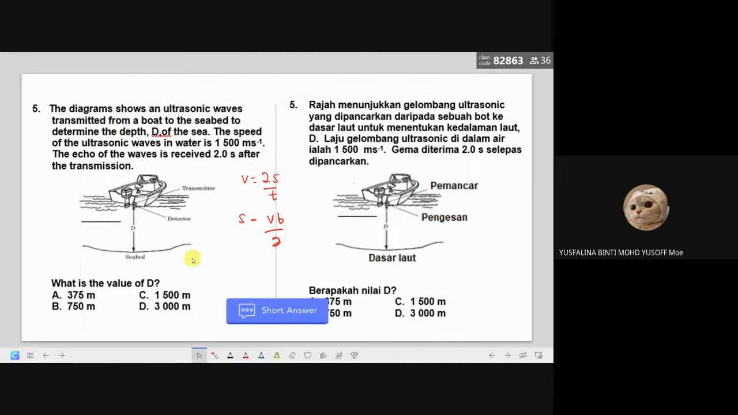All right, so here it says, what is the value of D. If I use the first formula, V is the speed, so the speed is 1,500. S is the depth of the seabed, and T is the time. The time is 2 seconds, so you will receive the echo after 2 seconds. So this should be 3,000, right? Multiply by 2, and again you have to divide by 2, so you will get 1,500 meters. So the answer is C.